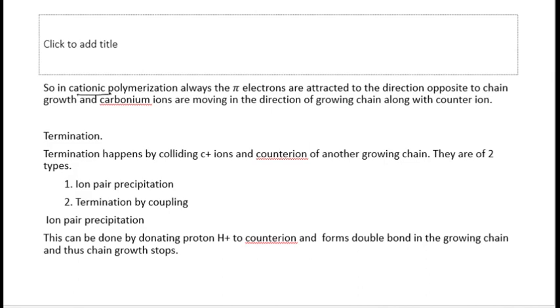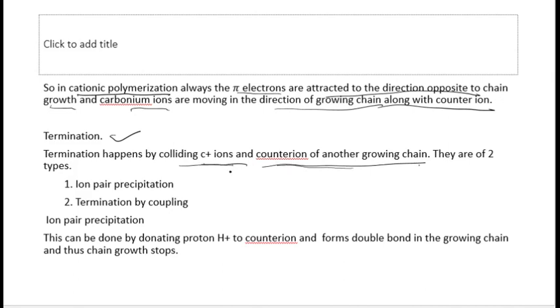So in cationic polymerization, pi electrons are always attracted in the direction opposite to the chain growth, and the carbonium ions are moving in the direction of the growing chain along with the counter ion. So next is the termination. Termination happens by colliding these carbonium ions and the counter ion of another growing chain. That is, when the initiation happens, there may be a formation of multiple growing chains. So in the case of termination, this carbonium ion will react with the counter ion of another growing chain, thereby the termination will occur.